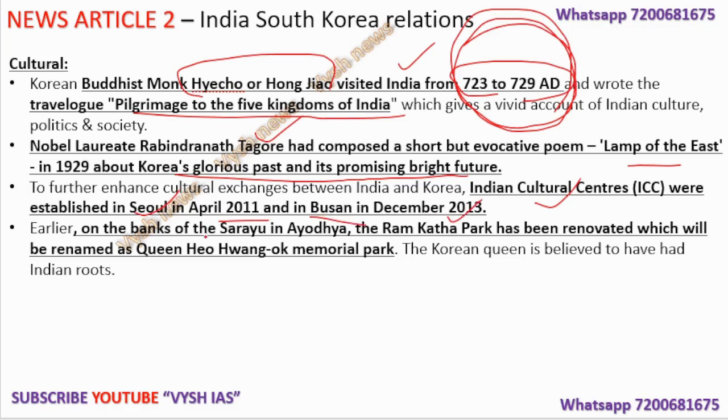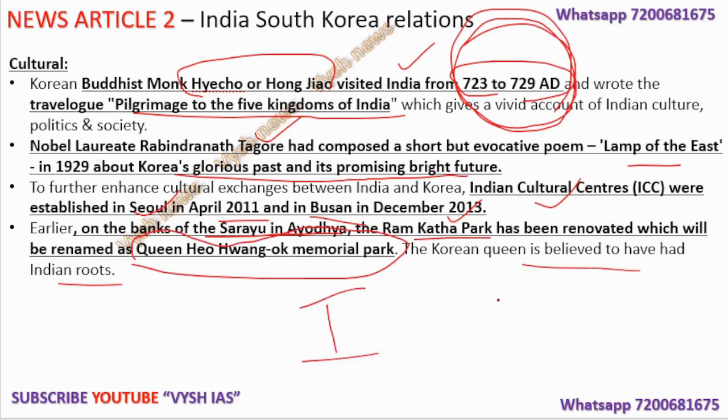Then in India, in the Sarayu, Ayodhya region, which is in news now, there is a park, Ram Katha Park. That was renovated, and at that time they changed the name to Queen Heo Hwang-ok Memorial Park. Why did they name it so? Because this queen is believed to have some Indian roots. You should know this. Only in India are you fighting over Ram Mandir and other things. But in other countries like Indonesia, a Muslim country, they see Ram and other gods as their ancestors. They follow Islam, but that doesn't mean they'll forget what is there in their ancestry or who the people were who lived in those lands.